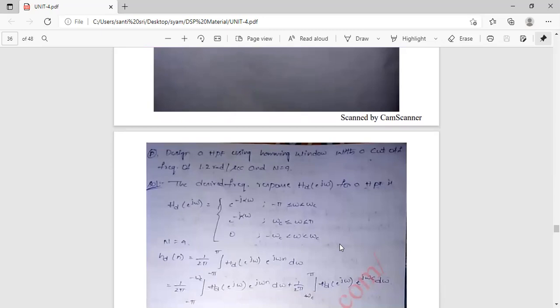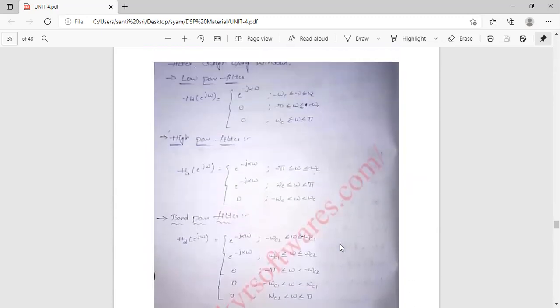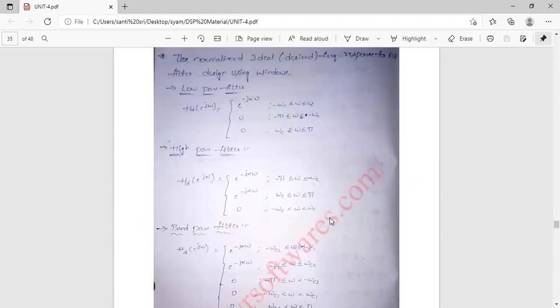Next problem: design a high pass filter using the Hamming window with a cutoff frequency of 1.2 radians per second and N equal to 9. The desired frequency response HD of e power j omega for the high pass filter is already studied. It is e power minus j alpha omega from minus pi to minus omega c, and e power minus j alpha omega from omega c to pi. Otherwise it is 0.